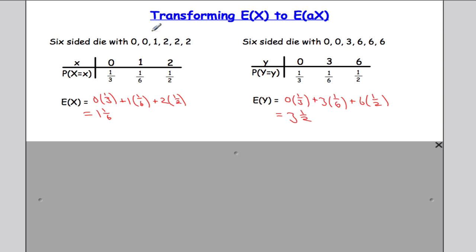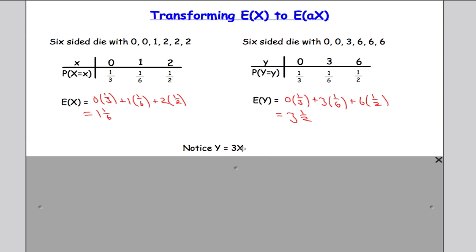Now you may have noticed something, and that's the fact that y is the same as 3 times x. So if you notice, if I times everything in x by 3, I end up with y. So if I times 0 by 3, I get 0. If I times 1 by 3, I get 3. If I times 2 by 3, I get 6, etc. So we got y is equal to 3x.